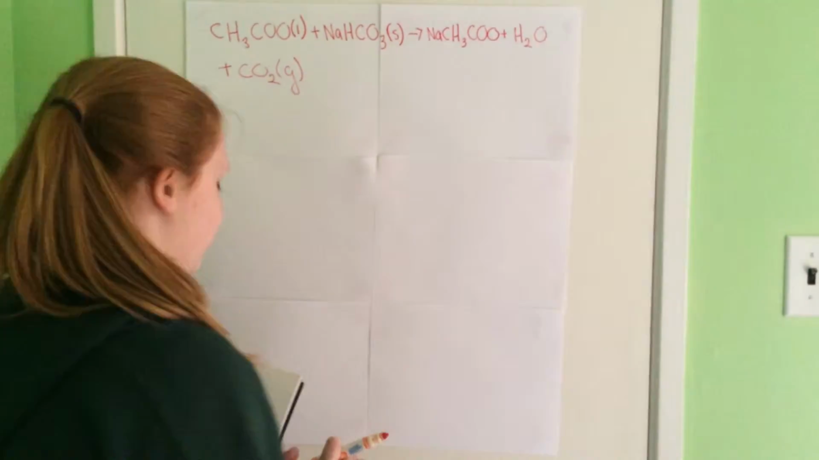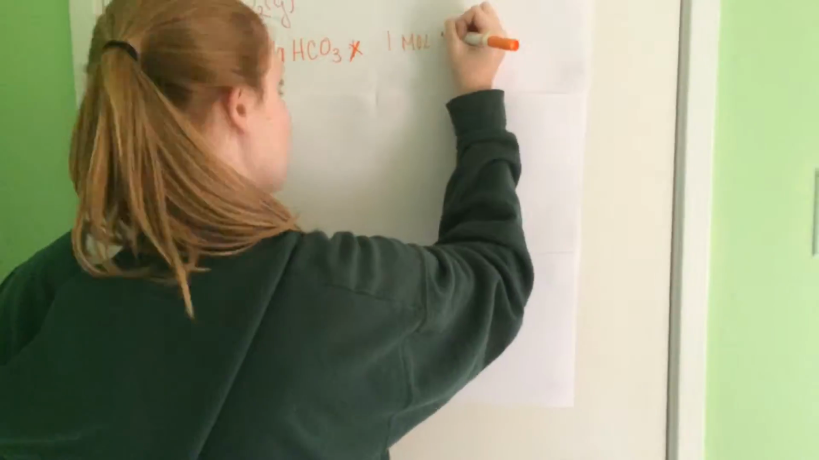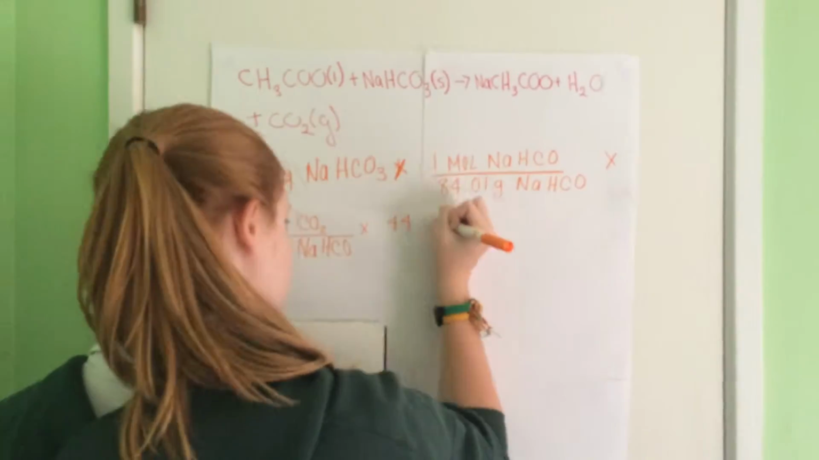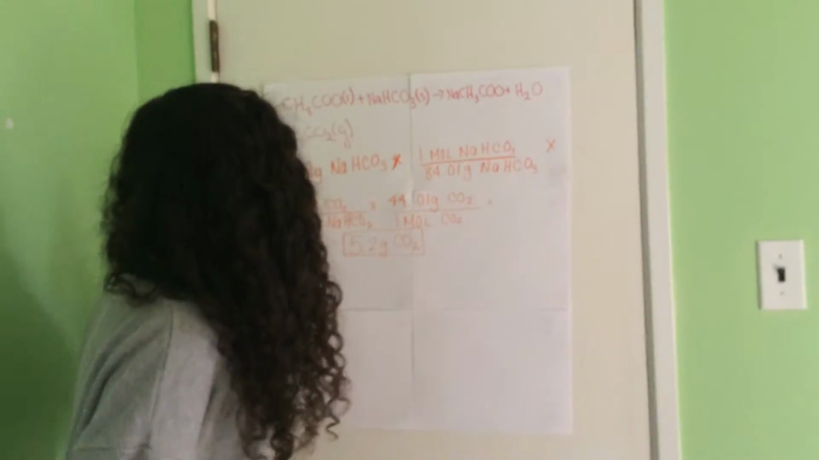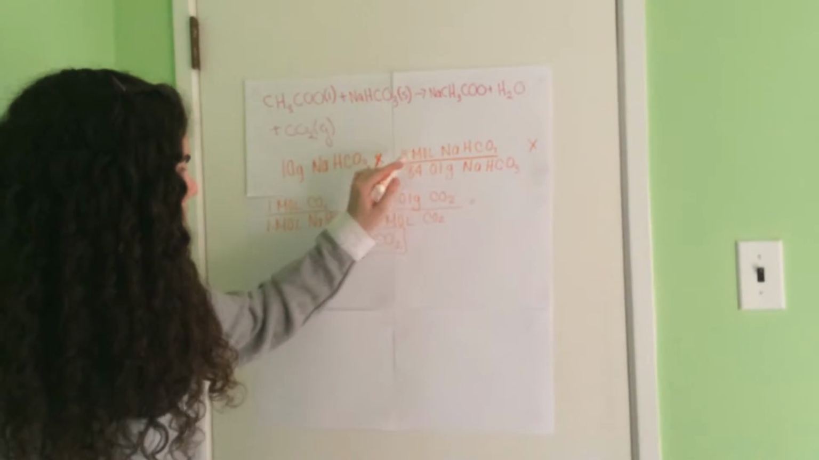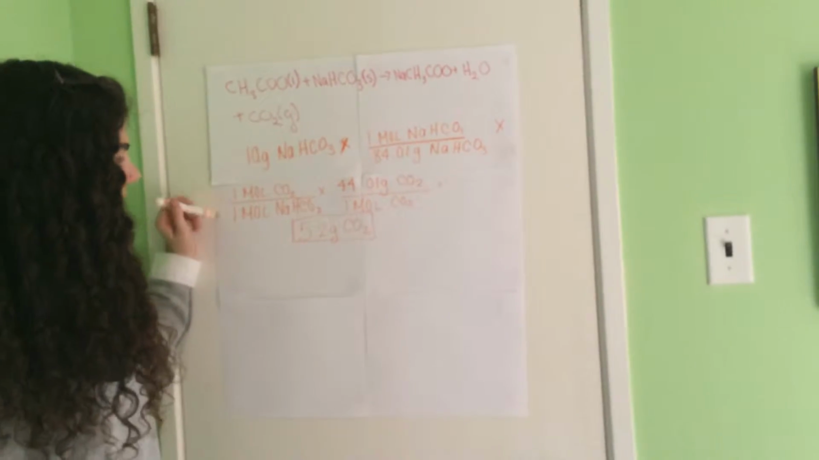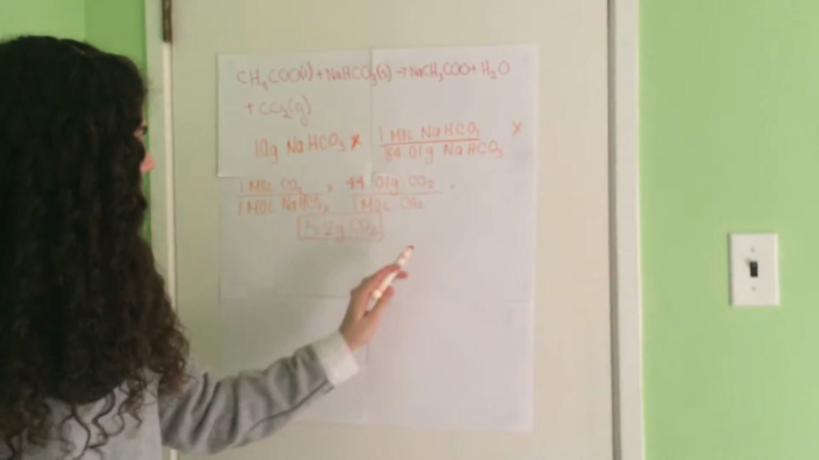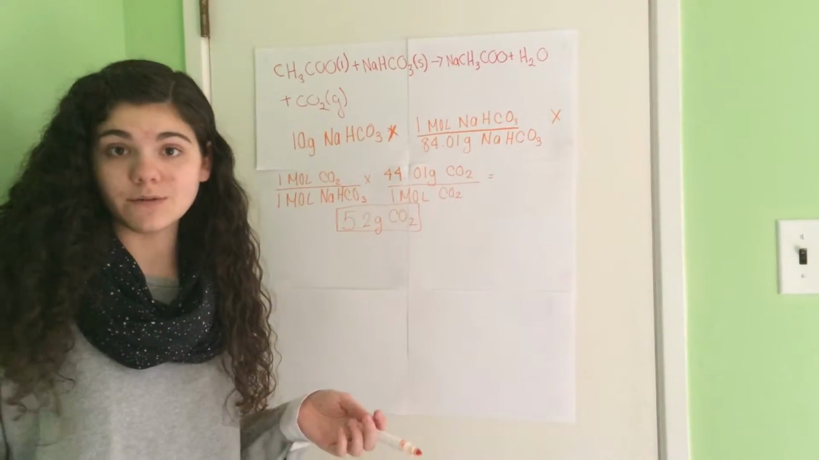Okay, so what I got was this. So, as you can see, we started out with 10 grams of baking soda, and then we converted that to moles, and then we got the moles of the CO2 and converted that to grams. So we should have gotten 5.2 grams of CO2.